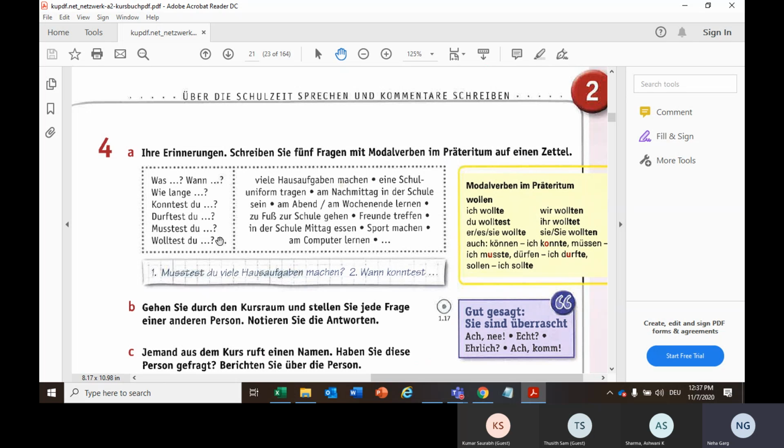So you have to write the questions in past tense. You can make it a W question, or you can make it a Ja, Nein Frage. While making a W question, use the W word plus the conjugated modal verb in past tense, and then the rest of the sentence. In terms of making a Ja, Nein Frage, you have to put the conjugated modal verb at the first place, and then the rest of the question. Is this clear?